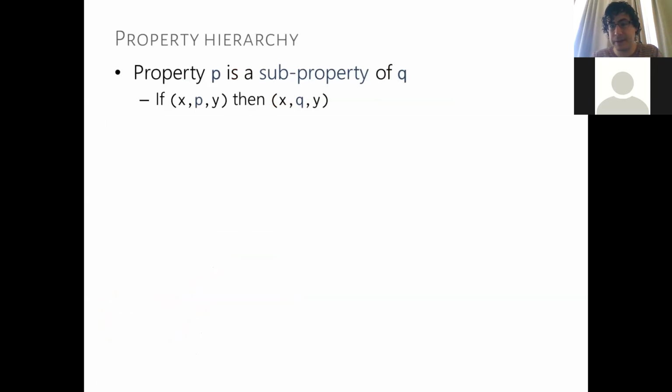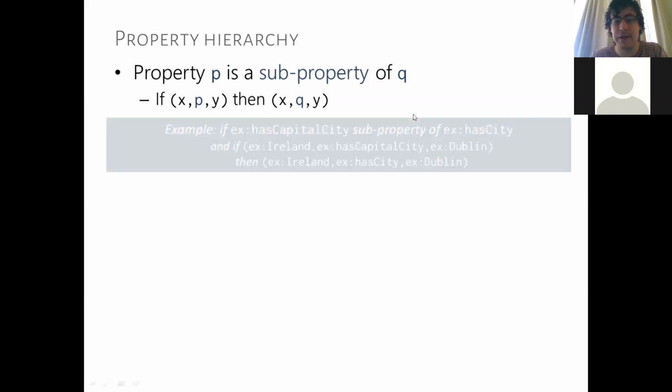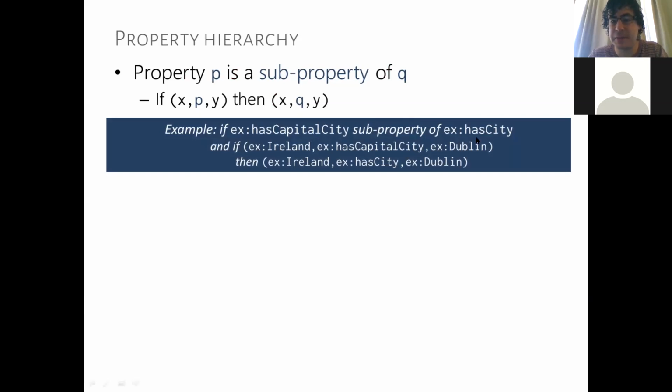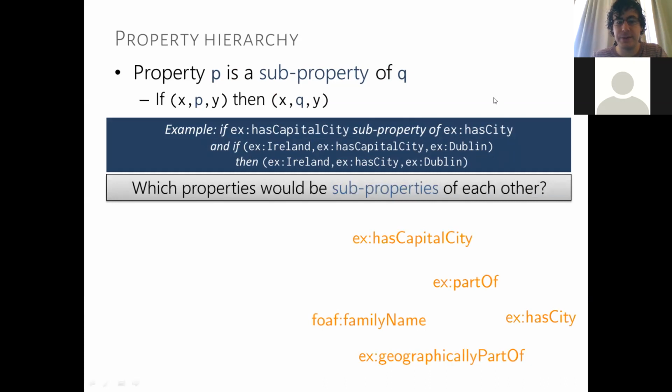Very similar concept we can apply to properties. We can define a property hierarchy. So we can say a property P is a subproperty of property Q. So then we have, if X P Y, then X Q Y. Okay. So for example, if has capital city is a subproperty of has city, and if Ireland has capital city Dublin, then Ireland has city Dublin. So which properties would be subproperties of each other? Well, we already have one example here, which is that has capital city is a subproperty of has city. So there is a subproperty relation between these two properties.